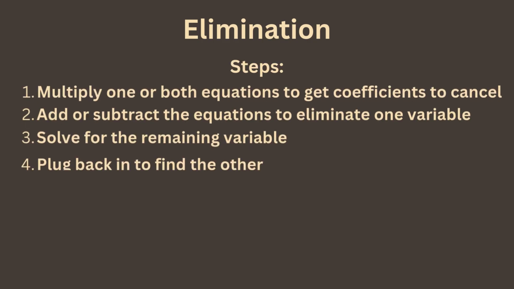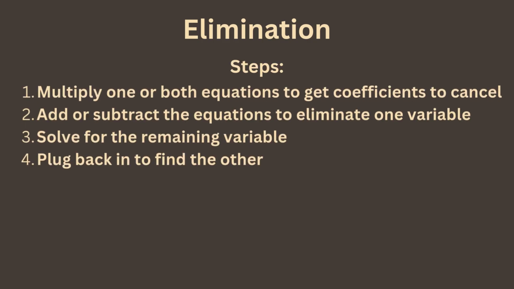The last method we'll go over today is the elimination method. These are best for when equations are nicely lined up. The steps are as follows. 1. Multiply one or both equations to get coefficients to cancel. 2. Add or subtract the equations to eliminate one variable. 3. Solve for the remaining variable. 4. Plug back in to find the other.